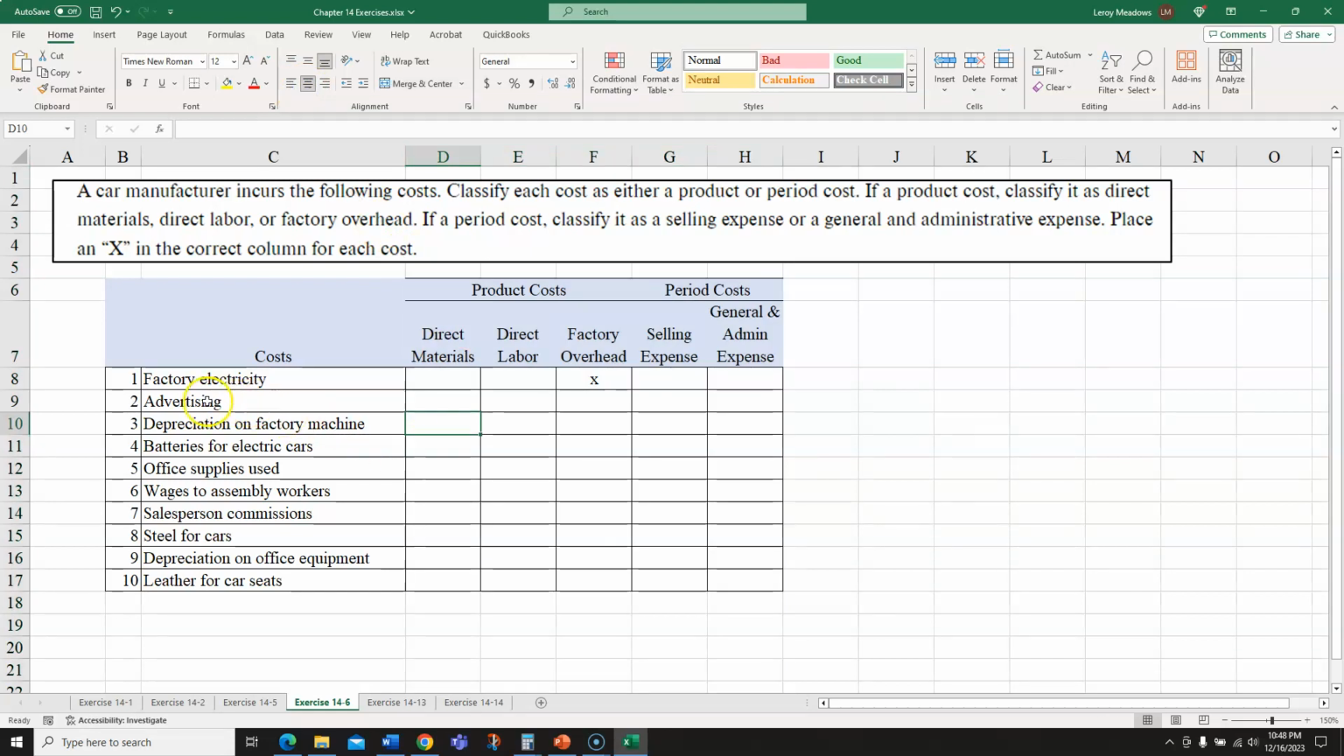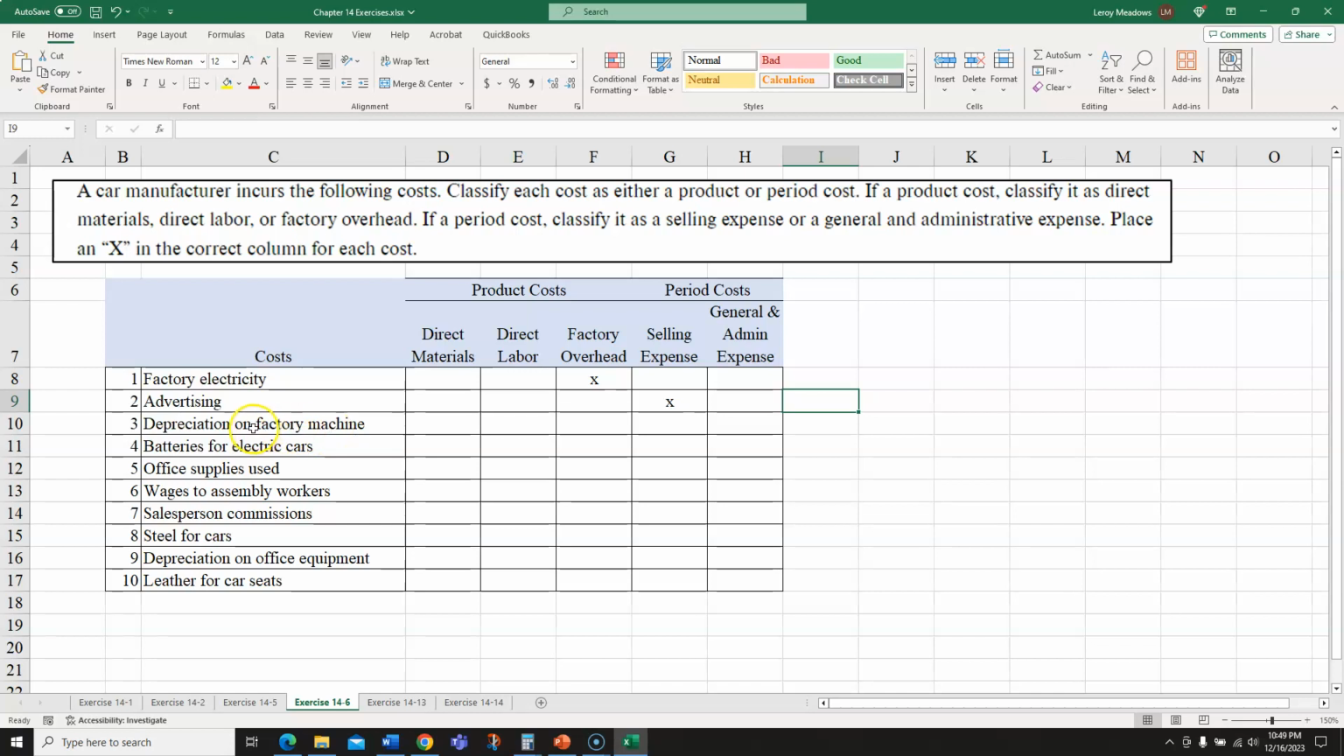What about advertising costs? Let's look at the second one, advertising costs. Is this a product cost or a period cost? Well, it's a period cost because it's not directly supporting the factory or production. It's supporting the product or the company or the brand. So now we know it's a period cost. Is it a selling expense or general and administrative expense? This would be a selling expense because we're advertising it in order to sell it.